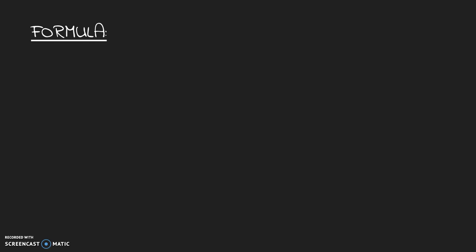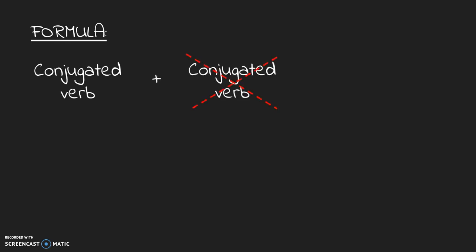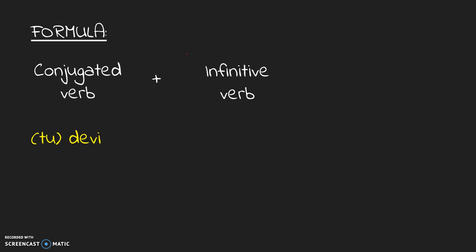As a rule, in Italian, we never have two conjugated verbs side by side. Once the first verb has been conjugated, the second must be in infinitive form. So we would never see something like this: tu devi indossi la divisa. We need to change the second verb to an infinitive. So, tu devi indossare la divisa. You have to or you must wear the uniform.